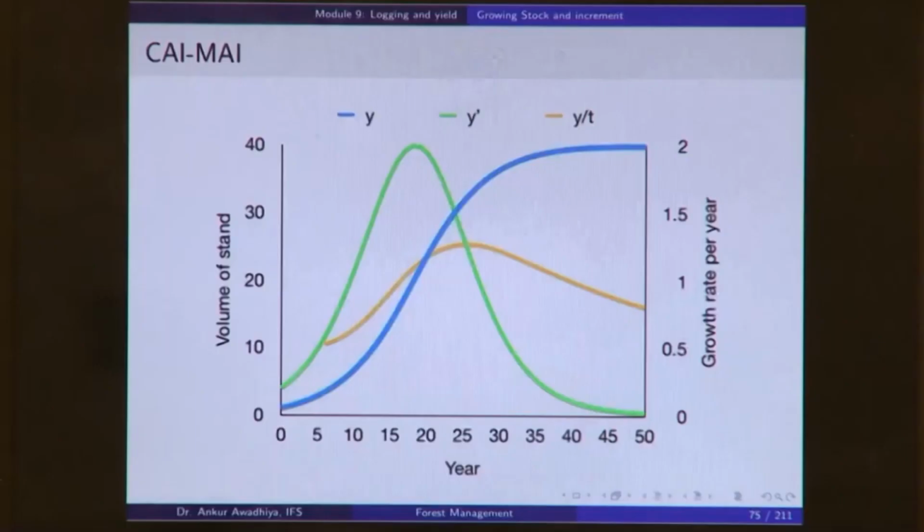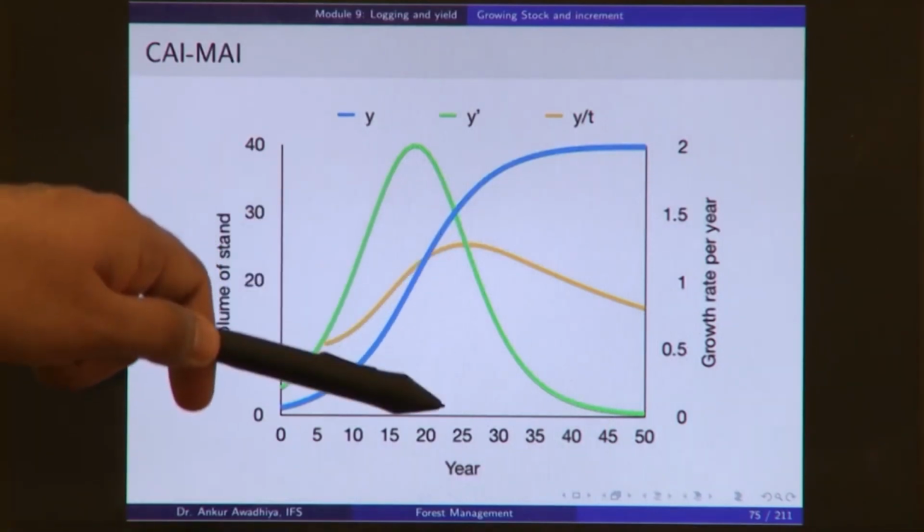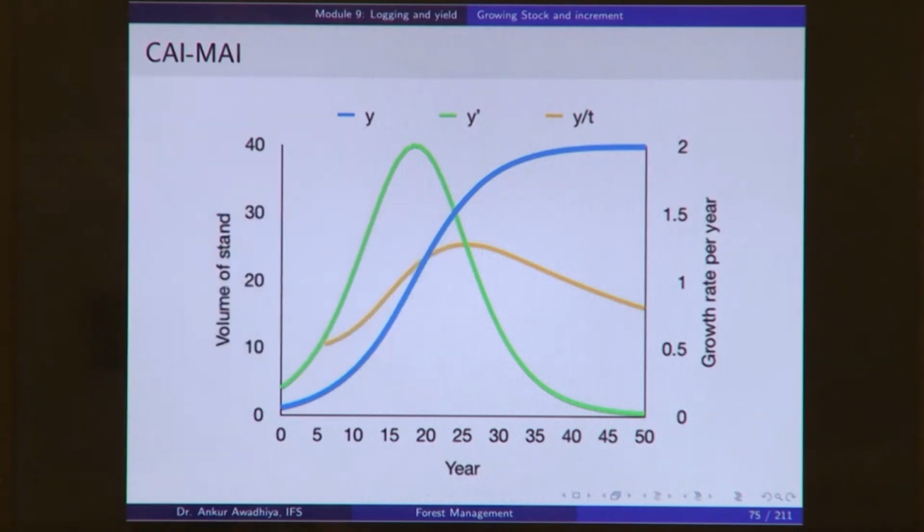Now, before this time, before the maximum value of MAI, the growing stock was increasing and the increment was also pretty substantial, and so we said that we should not be cutting the stand or harvesting the stand before this point. But after this point, even though the growing stock is substantial, the rate of increase is decreasing, and so it will be much more profitable to harvest this stand and probably regenerate the forest. So, the point where the MAI and the CAI cut each other is a good indication of what should be the rotation age for this particular species at this particular site.